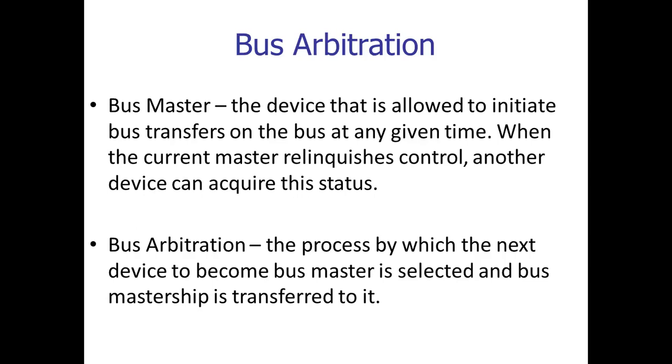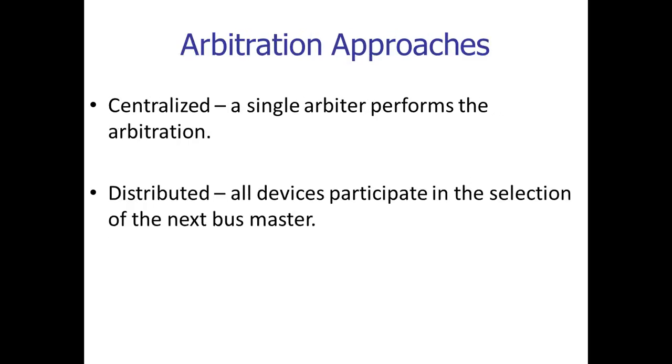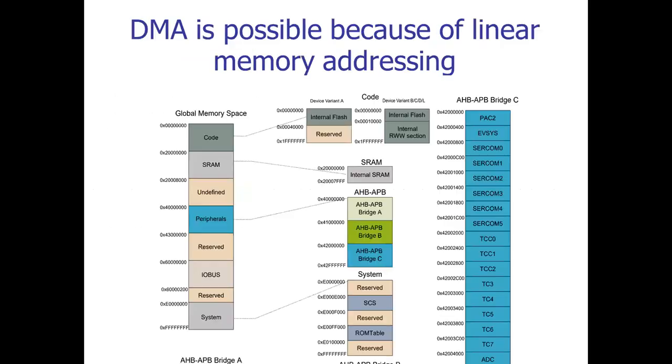Bus arbitration is the process by which the next device to become bus master is selected and the bus mastership is transferred to it. In centralized arbitration, a single arbiter performs the arbitration. In distributed arbitration, all the devices participate in the selection of the next bus master.